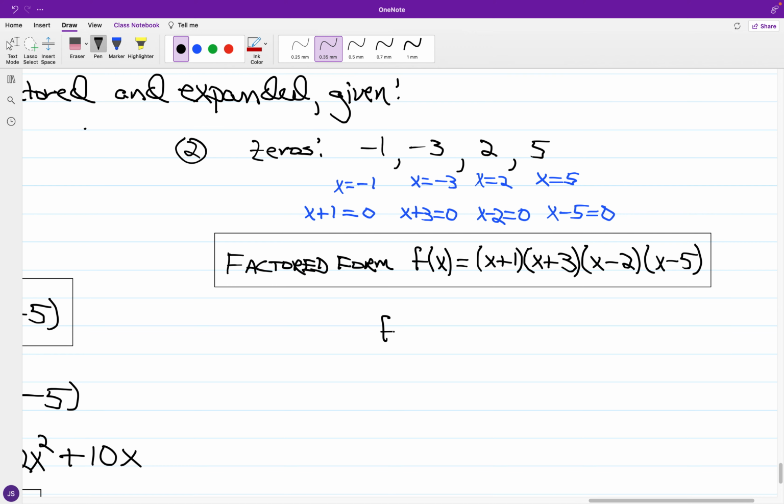what I'm going to do here, I'm going to cluster the first two and the last two binomial expressions. Okay, so if I FOIL out what I have between x plus 1 and x plus 3, we have x squared plus 3x plus x will make 4x. And 1 times 3, okay, so this will come out to 3.